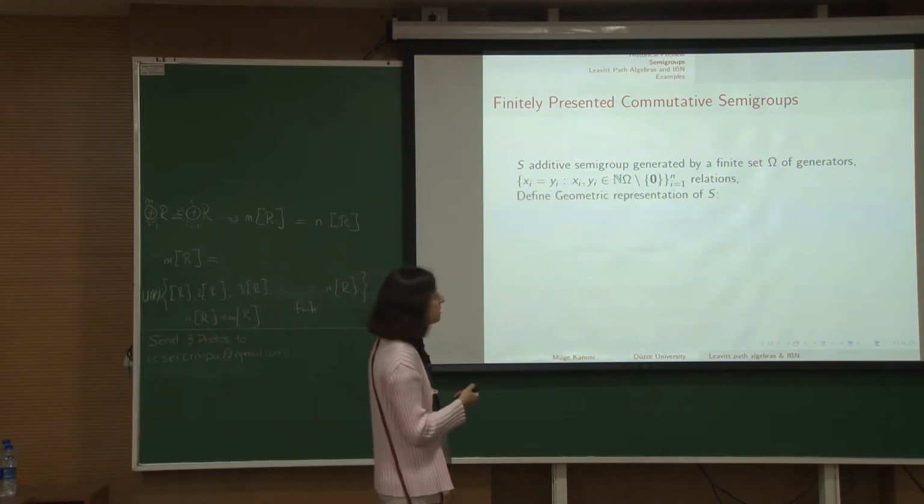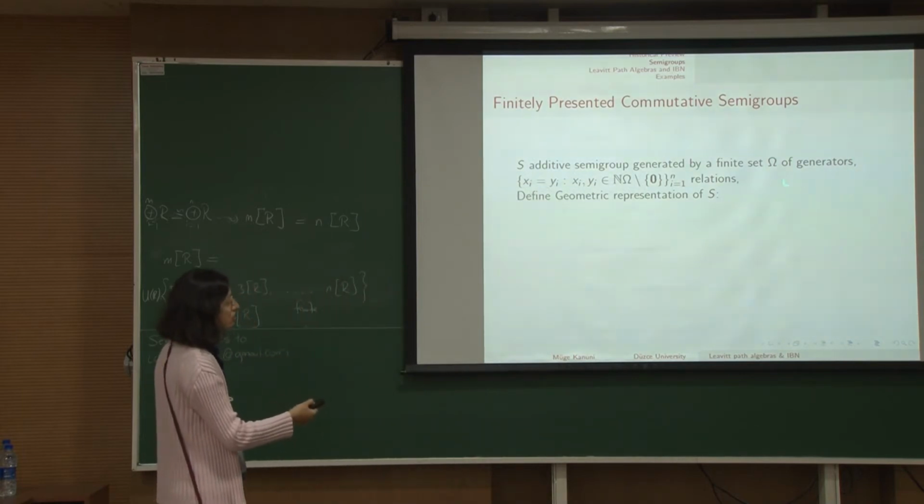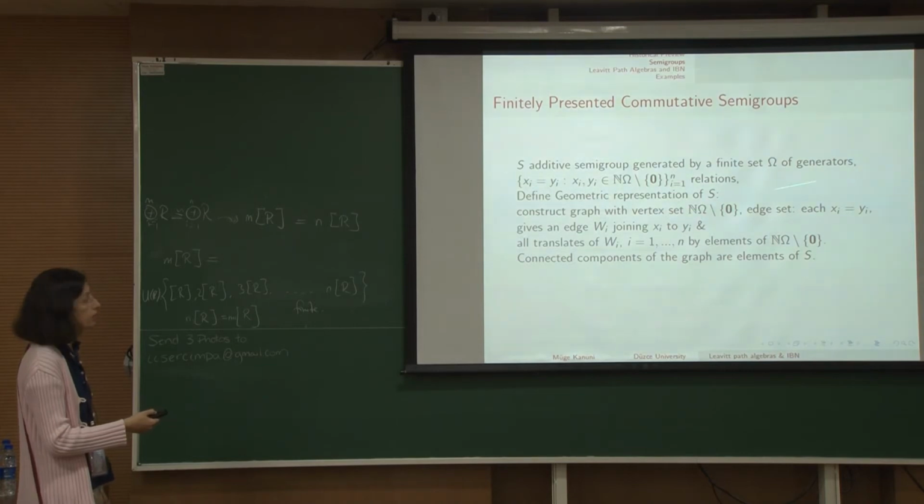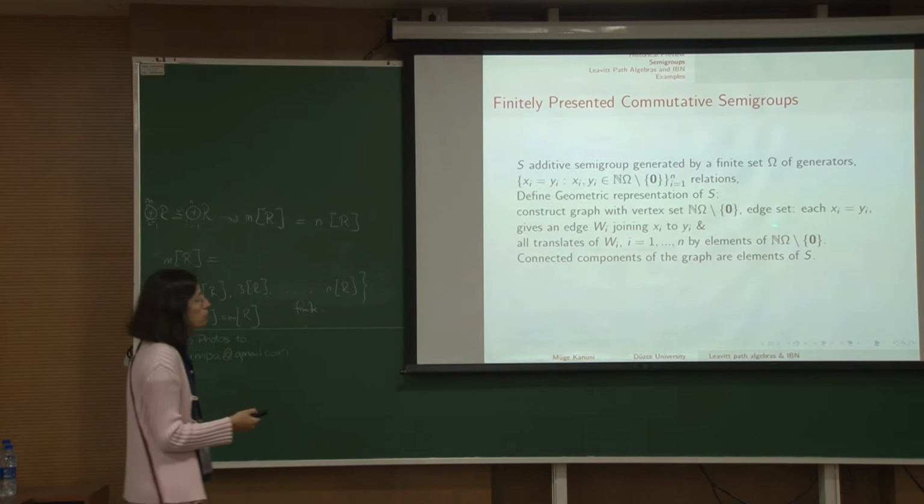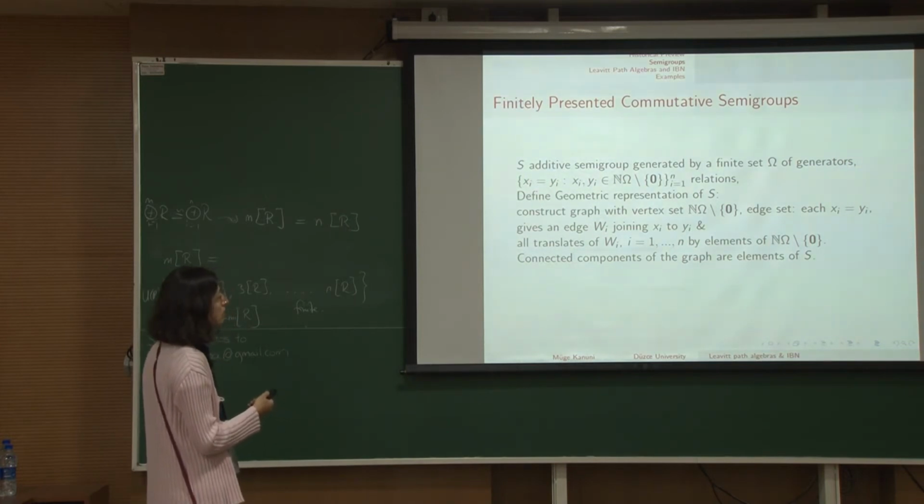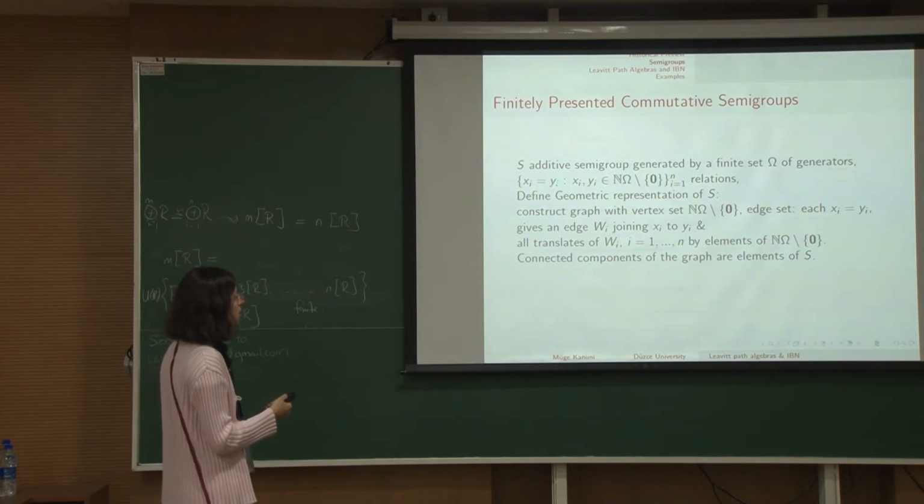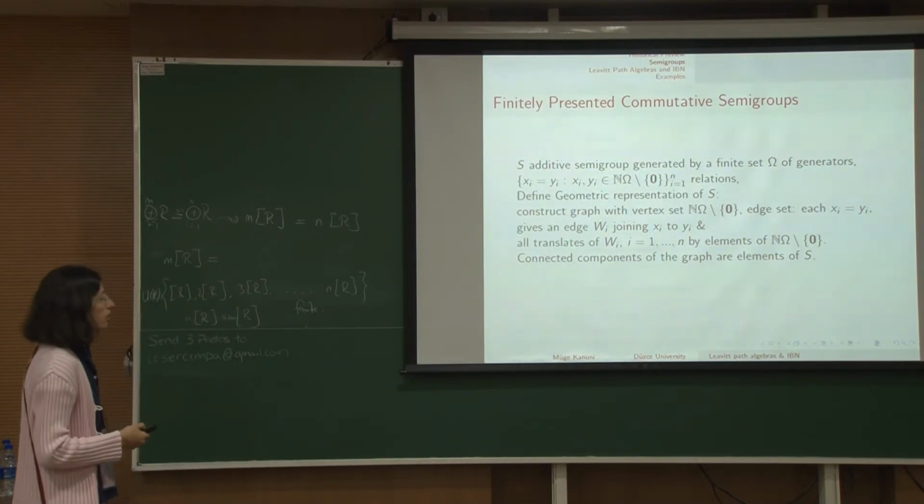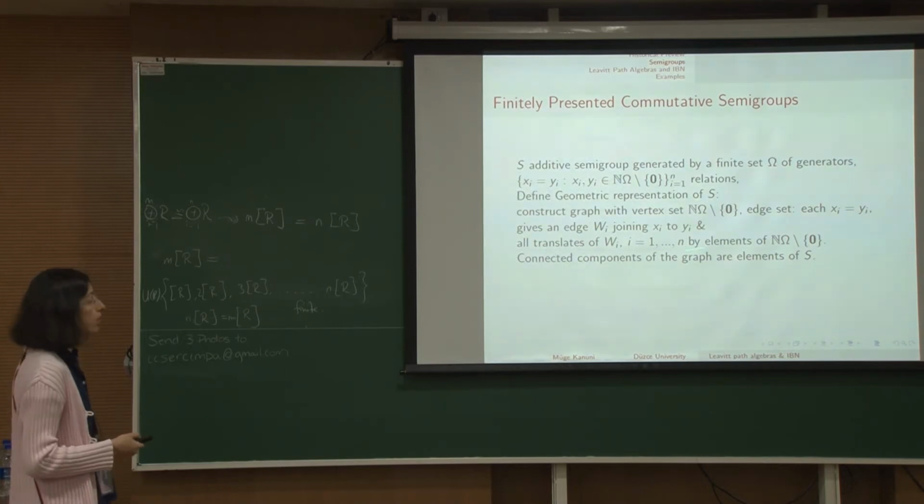I want to define a geometric representation of the semigroup with respect to any generator and relation. This is what we do. We construct a graph with the vertex set omega minus 0. And the edge set is going to be coming from the relations. What I do is I look at the relations xi equals yi. Well, then xi is a point in this vertex set, and yi is another point in this vertex set. I join the xi with the yi via the edge wi. Those are going to be the edges. And then after I put one edge for each relation, one wi for each relation, I'm going to take all possible translates of it by the elements in the grid.